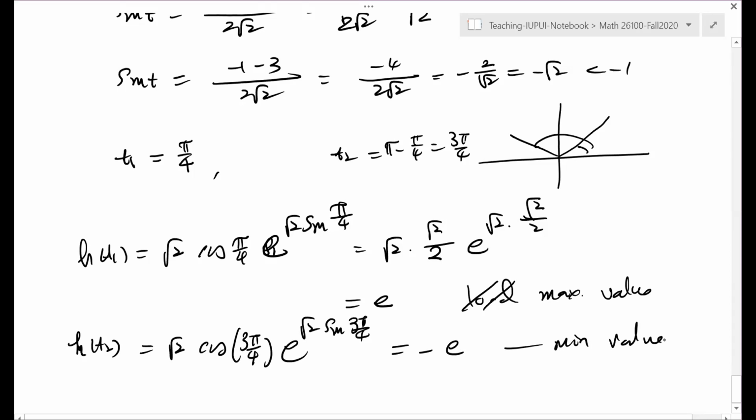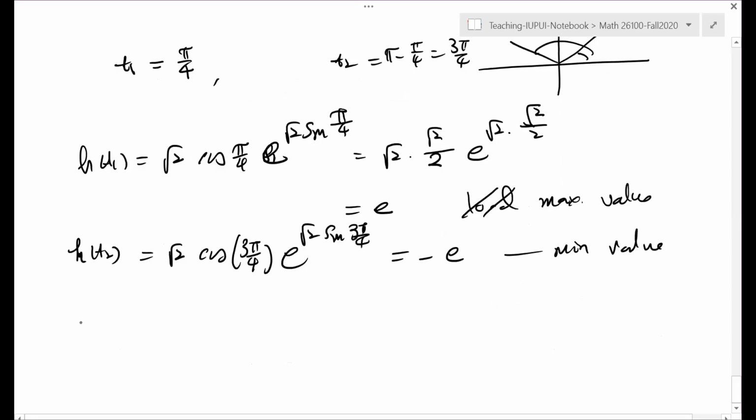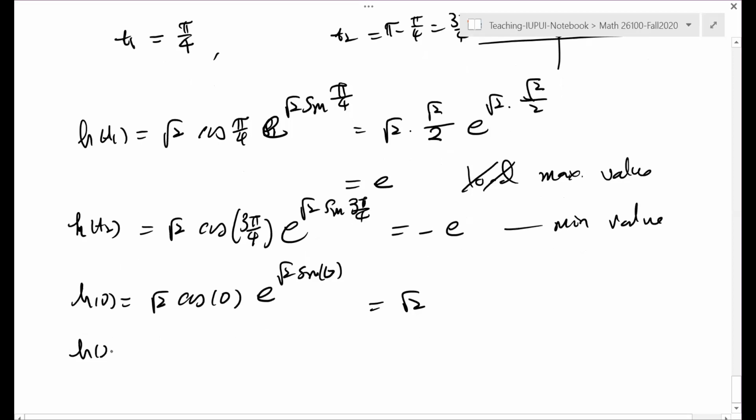Okay, in some problems, you have to use the classical method, okay? You convert the function to a function of one variable, then you find the maximum value, minimum value. Now, I forgot to mention the endpoints, right? At the endpoints, let's double check that, because this function right now is defined on the interval, okay? So it's square root 2 cosine 0 e to the square root 2 sine 0. Sine 0 is going to be 0, so it's square root 2. I think square root 2 is smaller than e, okay? So don't worry about that.